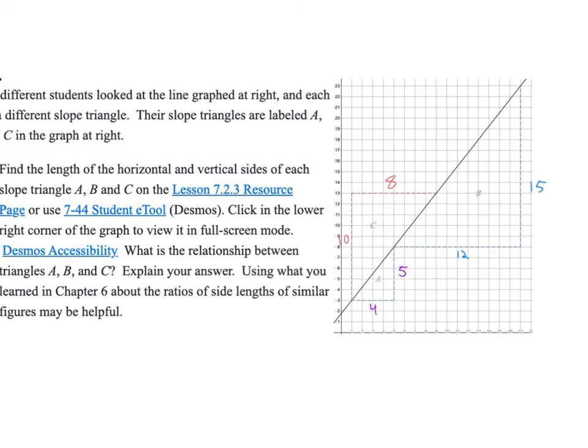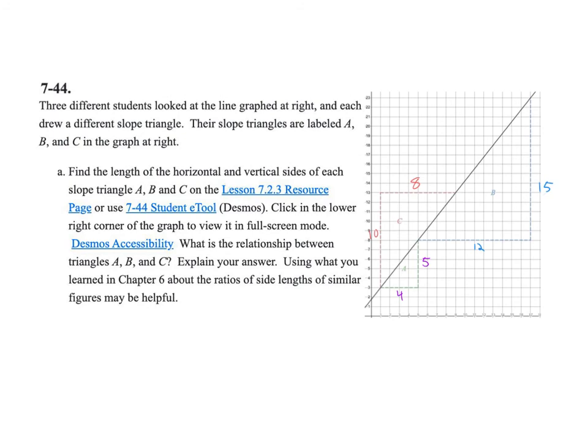So now that we've done this first part of the question, we found the horizontal lengths and we've used our tool. And this part of the question is referring to part of chapter 6 we didn't do. So the last thing is just, what is the relationship between triangles A, B, and C? Explain your answer. So take a second, look at those numbers. Is there a relationship between those 3 sets of numbers?